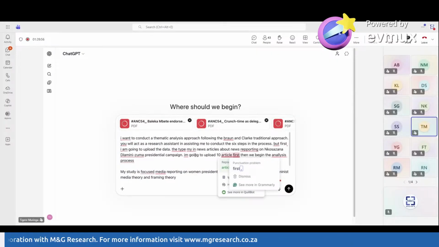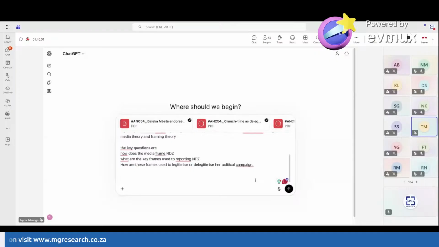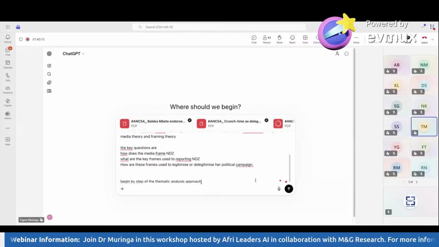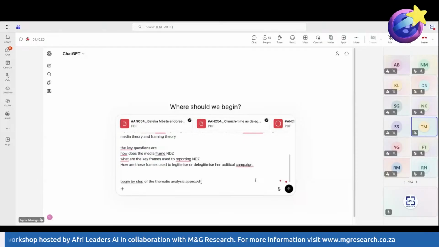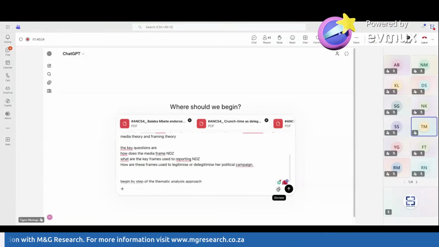Right, but another prompt is coming to my mind. So let's say, begin with step 1 of the thematic analysis approach. Step 1 is familiarization, in relation to our key questions. Then we click here. Let's see what the output is going to be.